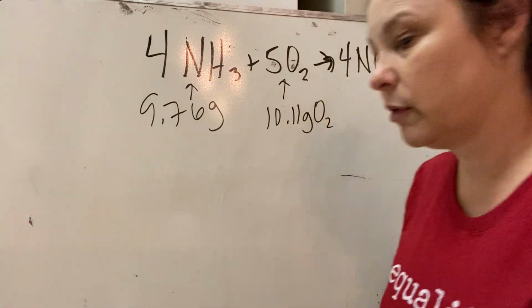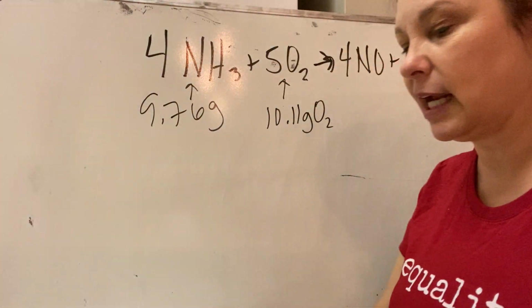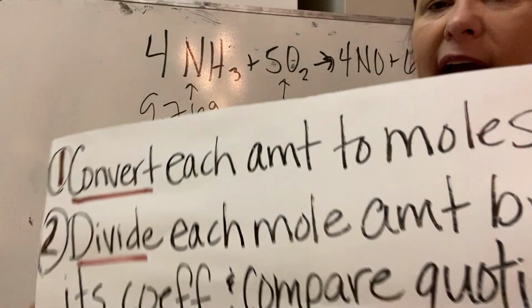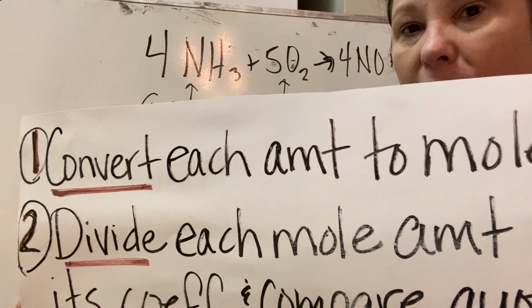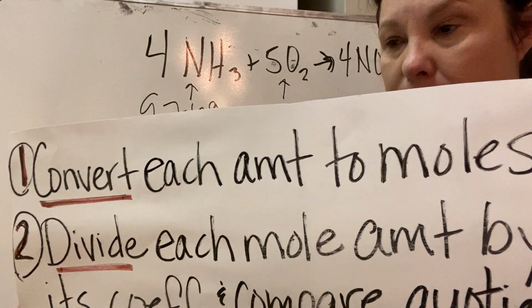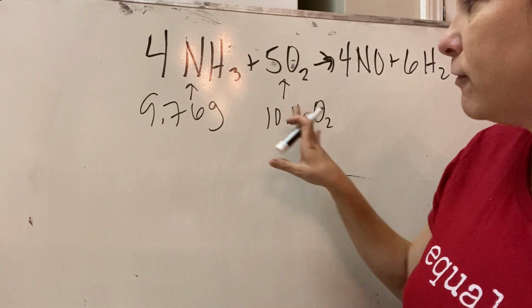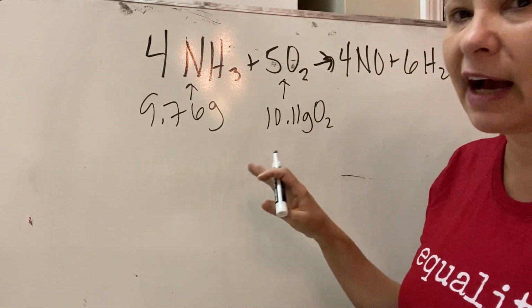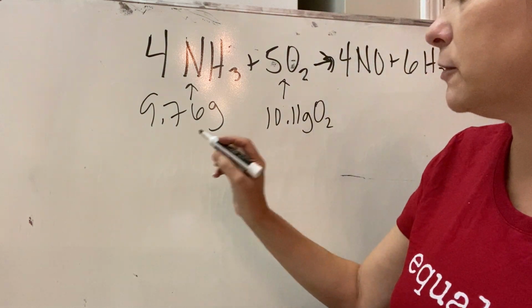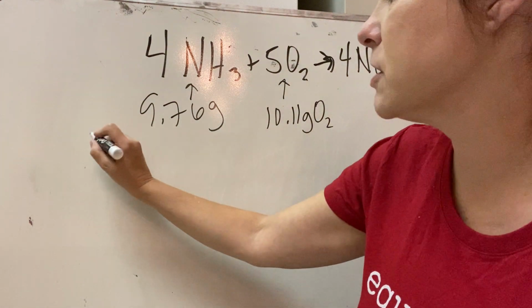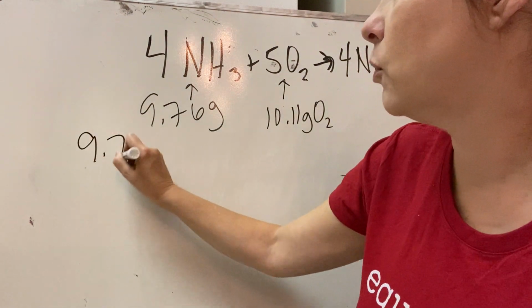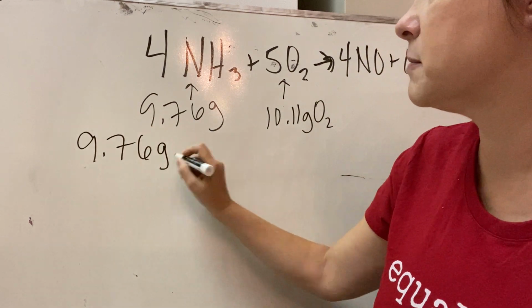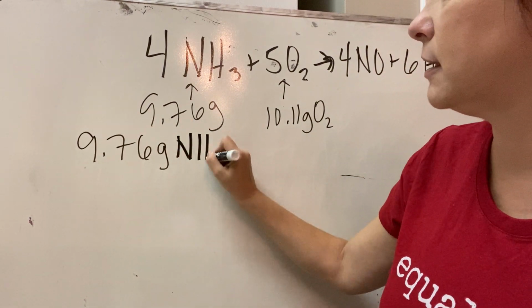So if we remember our rules with limiting reactant, the very first thing we have to do is to convert each amount to moles. So if I'm not fortunate enough to be told I have so many moles of this and so many moles of this, I have to convert them to moles. So I'm going to have to do that. So I'm going to take the 9.76 grams of the NH3.